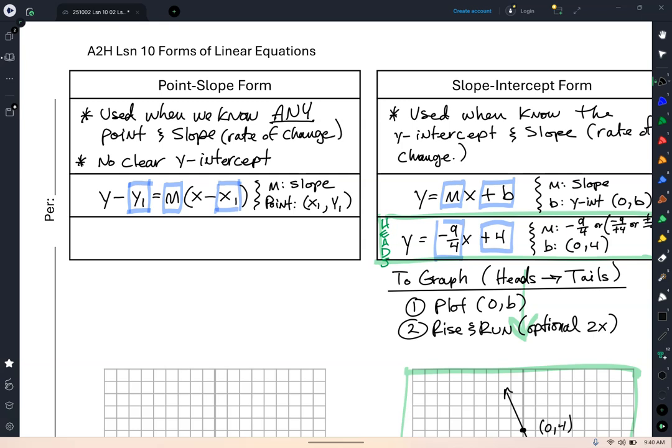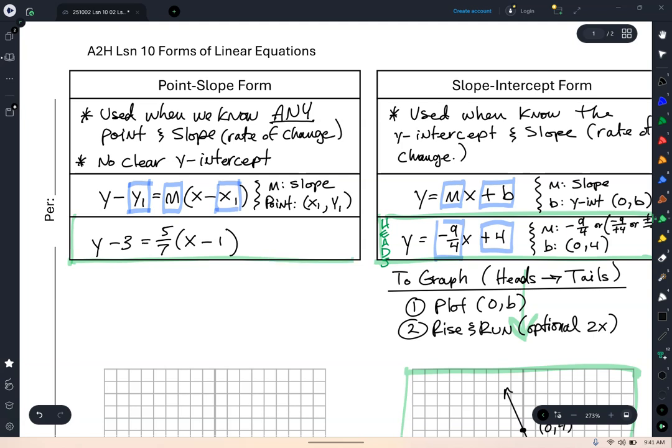All right, let's do an example. Let's say I gave you this equation in point slope form: y minus 3 is equal to 5/7 times (x minus 1). And just for the record, we'll highlight this whole box here like we did on the other one. And this is heads, because this is the algebra side.